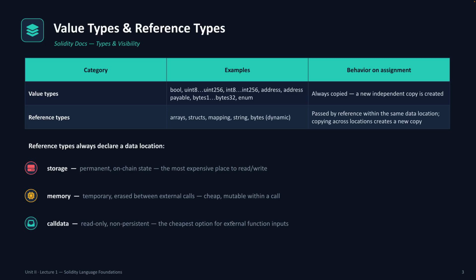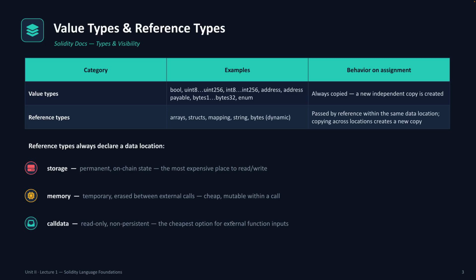Let us look into reference types. What are the examples of reference types? Arrays, structures, mapping, string, and dynamic bytes. What is their behavior on assignment? They are passed by reference within the same data location. Copying across location creates a new copy.